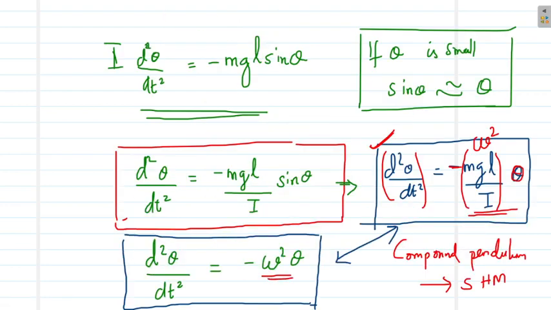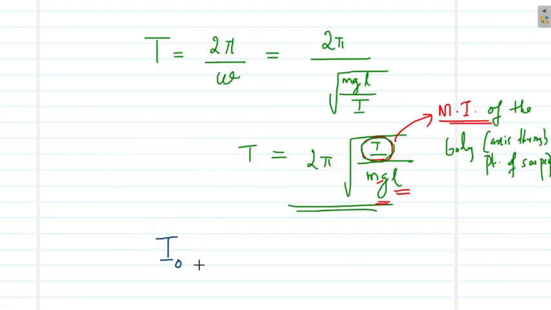So suppose we know the value I0 corresponding to the moment of inertia of the body when the axis of rotation passes through the center of gravity. Now, in order to find the moment of inertia corresponding to the present case, from the parallel axis theorem, I is equal to I0 plus mass of the system multiplied by the distance between the two axes squared.